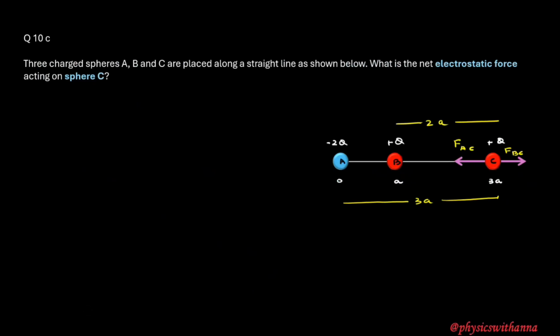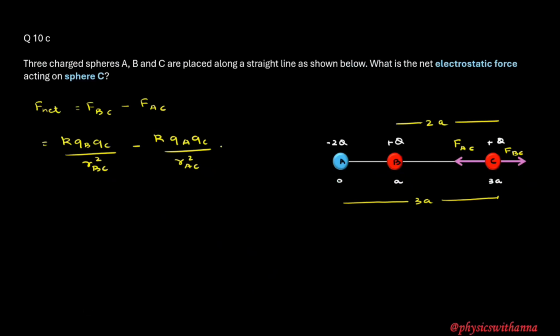So now let's calculate the net force. The net force on sphere C will be a vector sum of these two forces. So when we take vector sum, we will take the direction into consideration. FBC is going to the right, so we will take it positive. FAC is going to the left, so we take it negative. Now substitute the rule: kQB QC over RBC squared minus kQA QC over RAC squared.